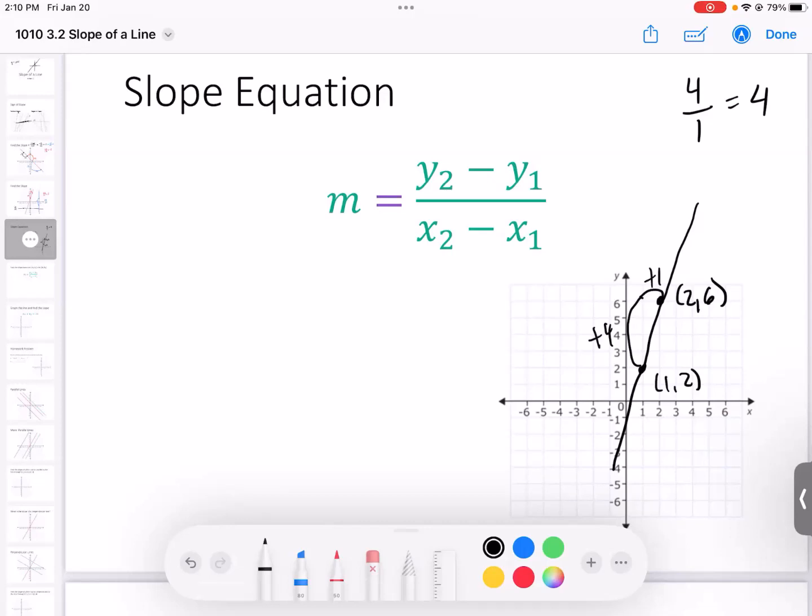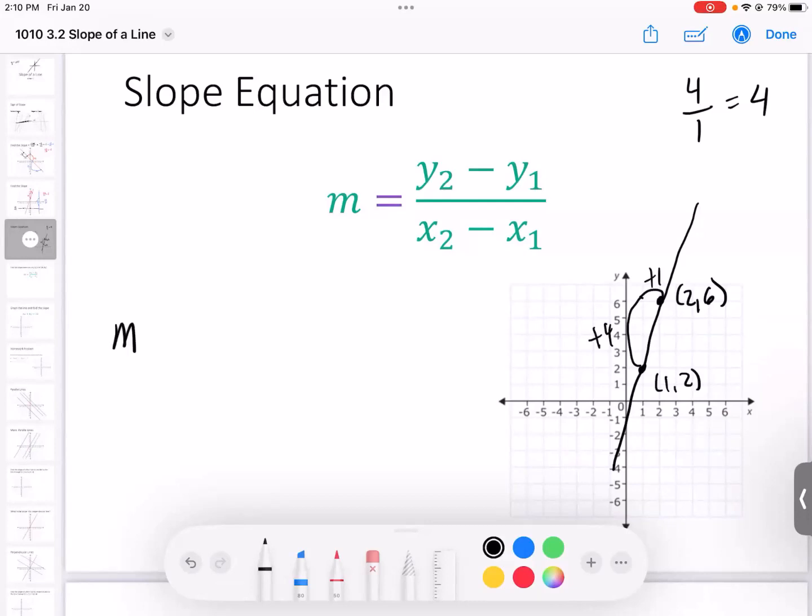The most important thing here though is that whatever point you list first for your y coordinate, you also have to list it first for this one. Otherwise you might get your positives and negatives wrong. So you can use that slope equation if you'd like to. Do you guys want to see an example of that, or I can do it on this one really quick.